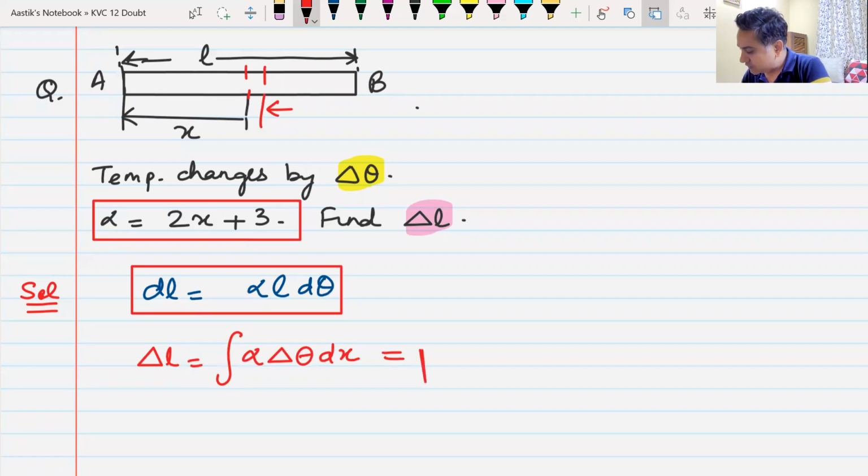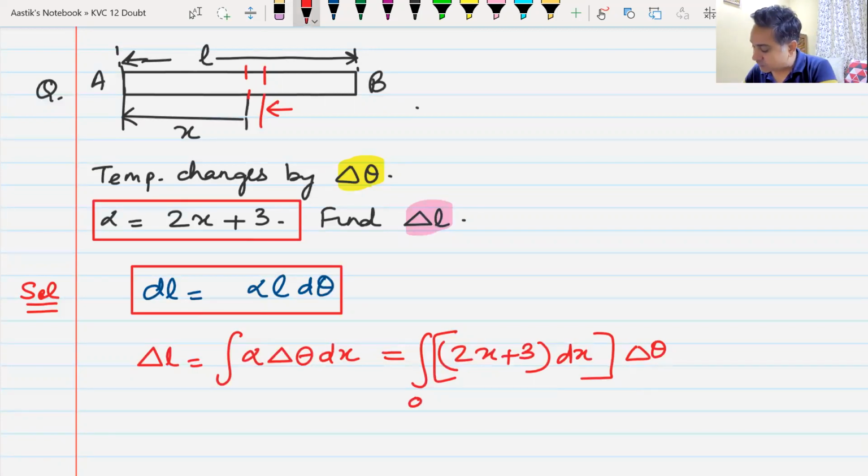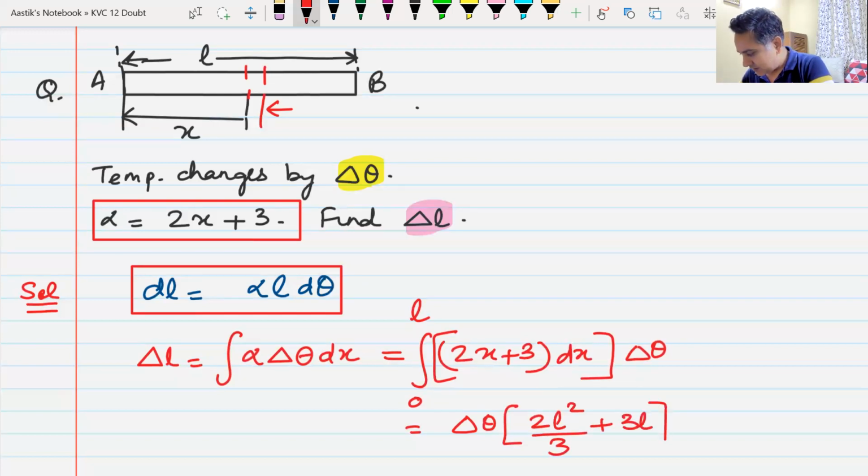So it will be the integral of 2x plus 3 dx, and this has to be multiplied by a constant. This constant is delta theta. And x has to be integrated from 0 to L. Anyone understand this simple integration? Yes or no? So I will have delta theta coming here, and I will have 2L square by 3 plus 3L, and that would be the answer that we would be looking at. Yes or no? Yes, sir. Anyone understands this?